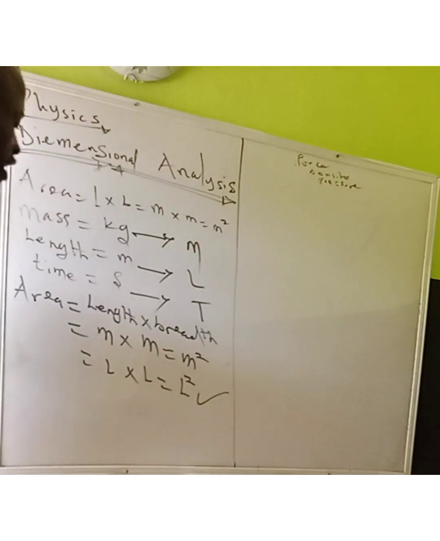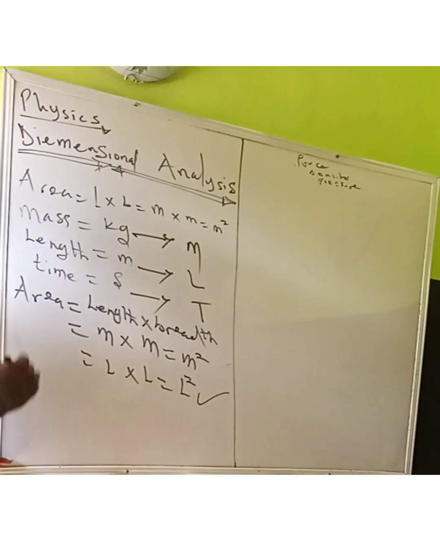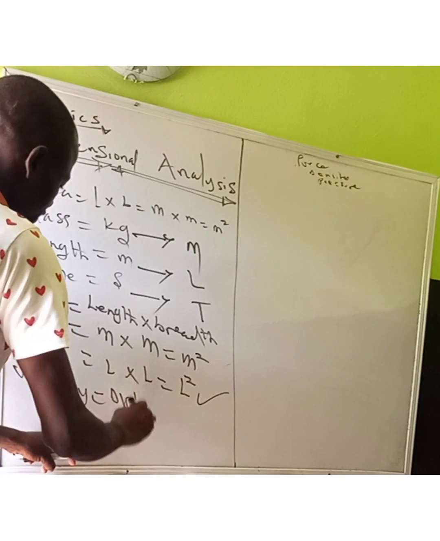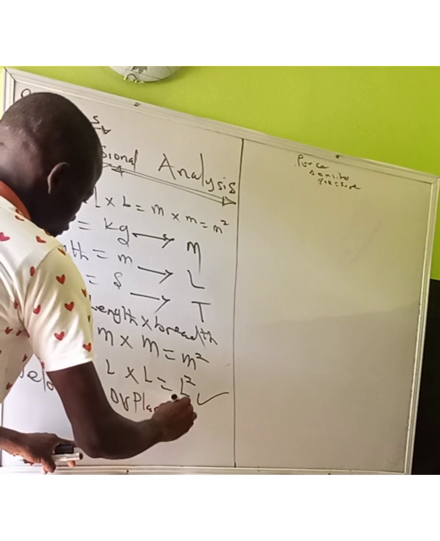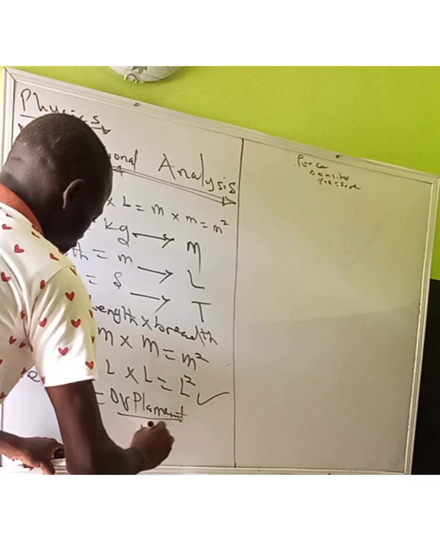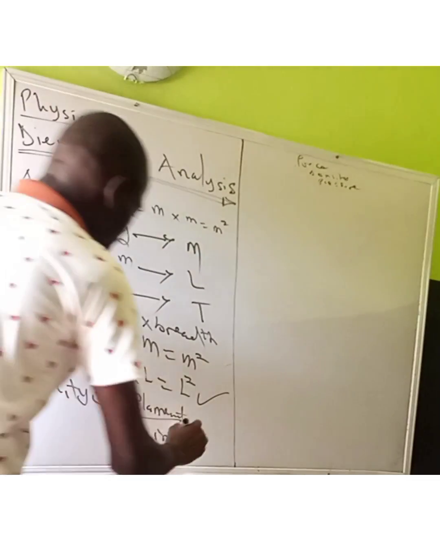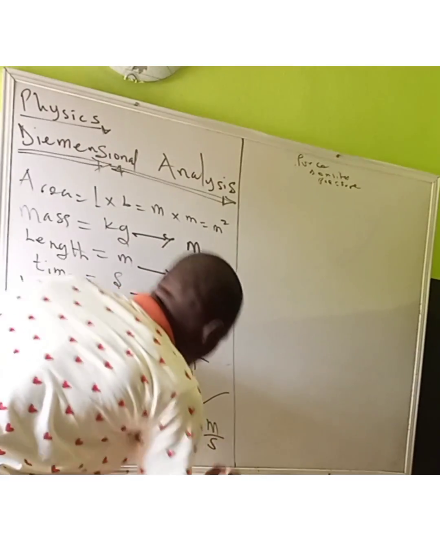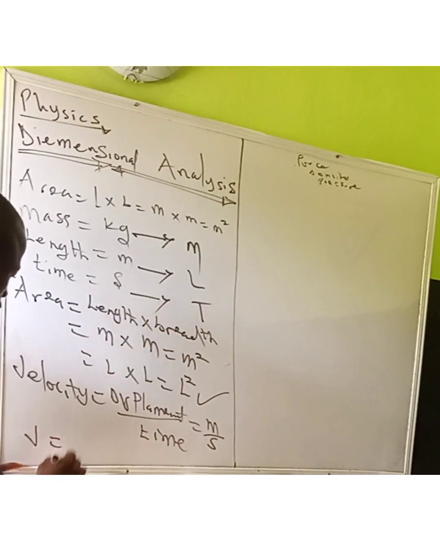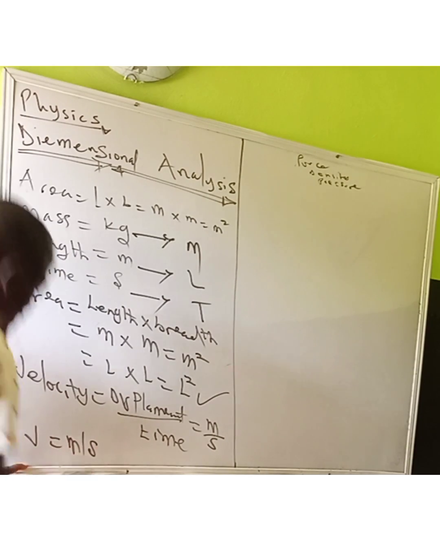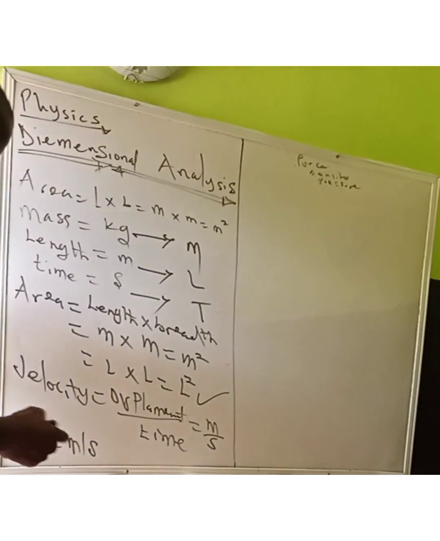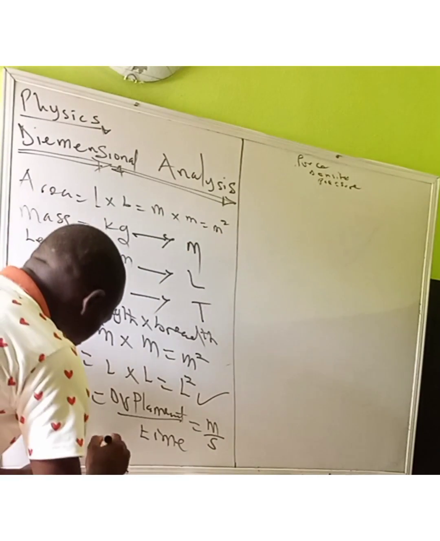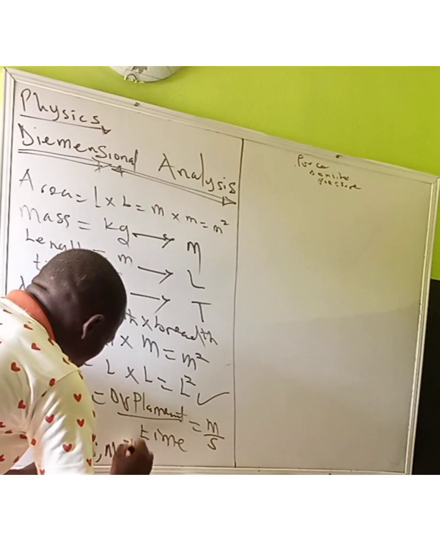If I say, what is the dimensional unit for velocity? Velocity is displacement over time. Displacement is measured in meter and time is measured in seconds. That is why we say that velocity is measured in meters per second. Or if you don't write it that way, you also see your teachers writing something like ms raised to power minus 1.